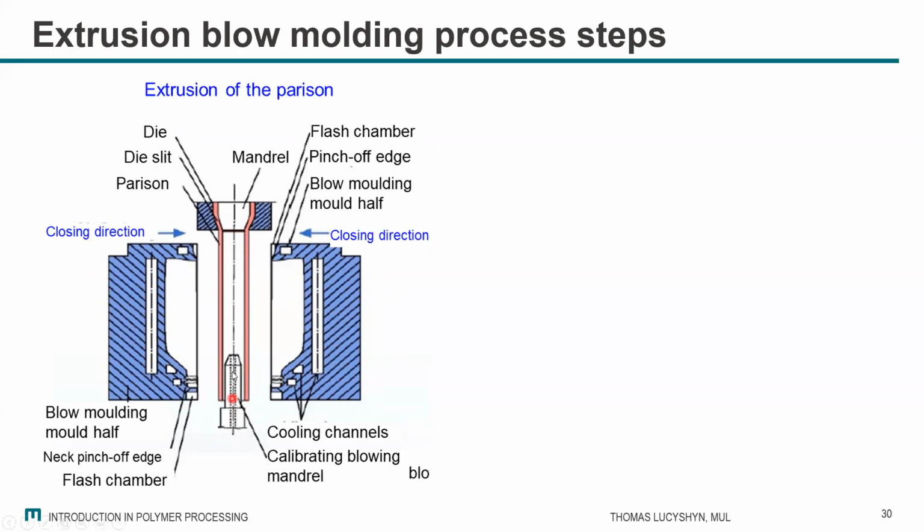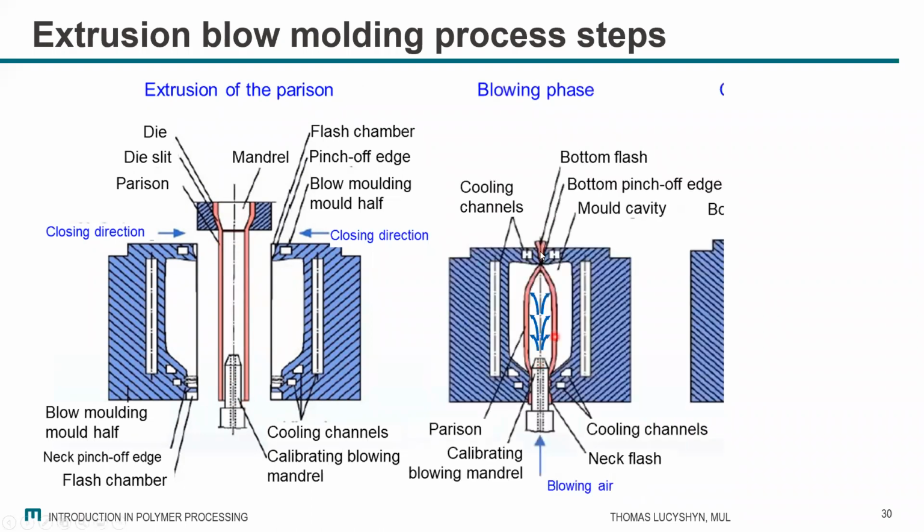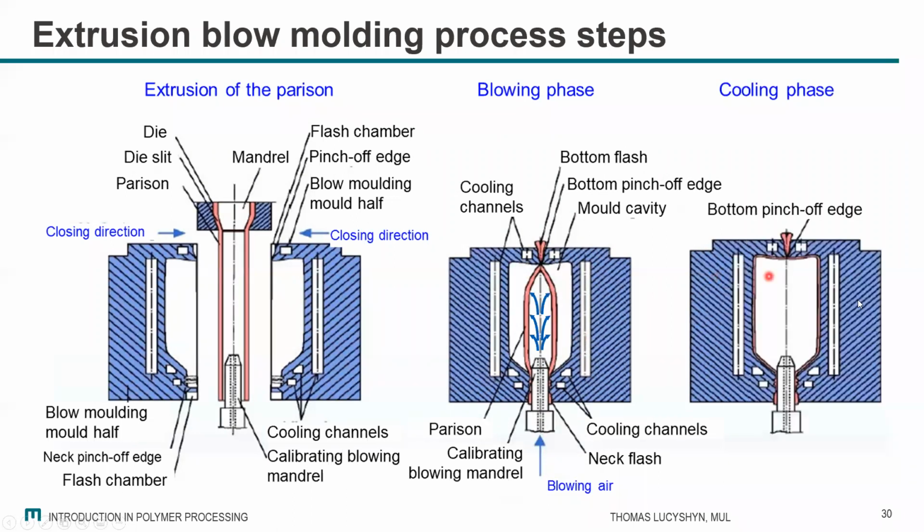Then from the bottom, this calibrating blowing mandrel enters. In the next step, the mold is closing, closed on the top and on the bottom. So basically this hose is airtight. Now with this blowing mandrel, air is blown into the parison and inflates it. By applying this air pressure, the material expands to the shape of the final bottle. So it comes into contact with the mold, with the tool, with the steel. It cools down, and after it has sufficiently cooled down so that it is stiff enough for demolding, the mold opens again, and then the part can be taken out.